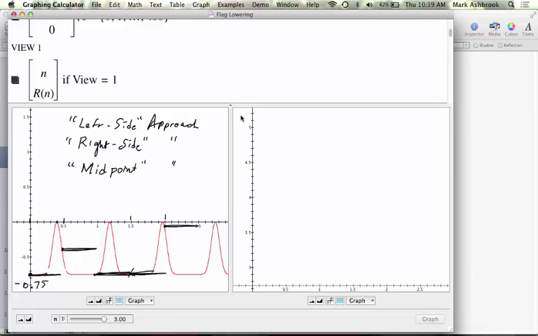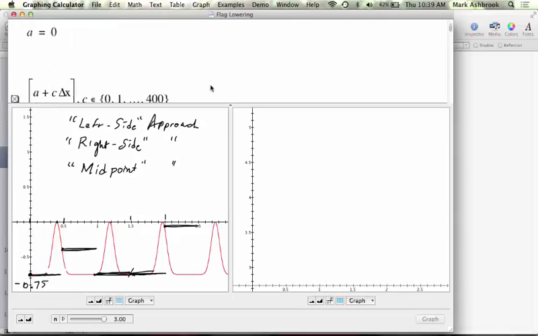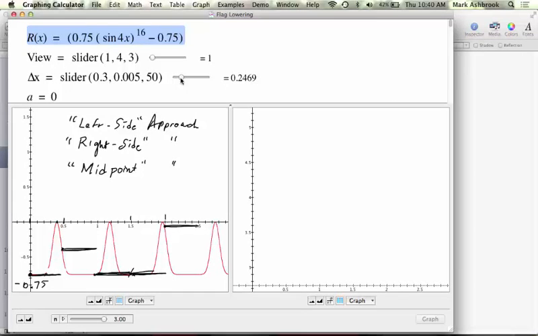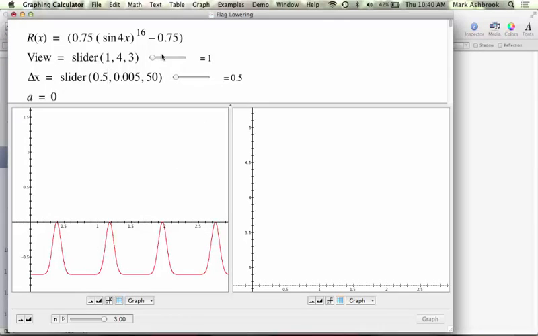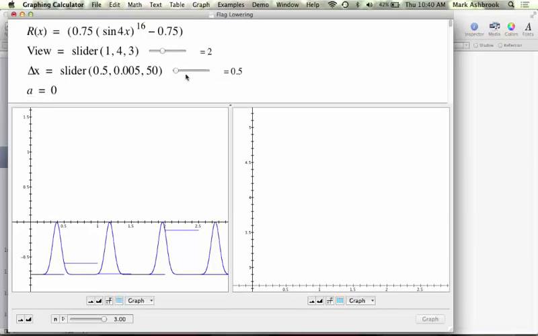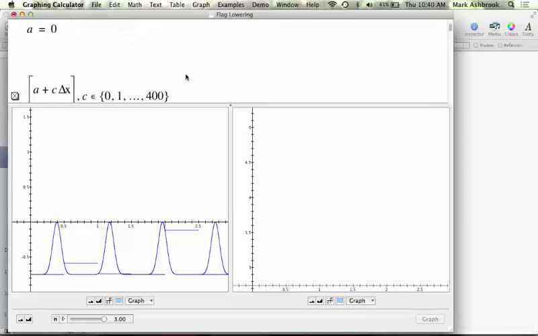Okay, so let's graph this a little more formally here. What did I say here? Point 0.5. So here's actually what it would have been.